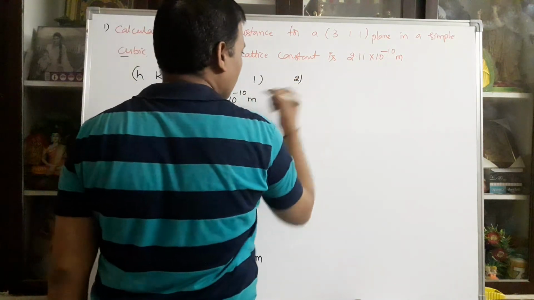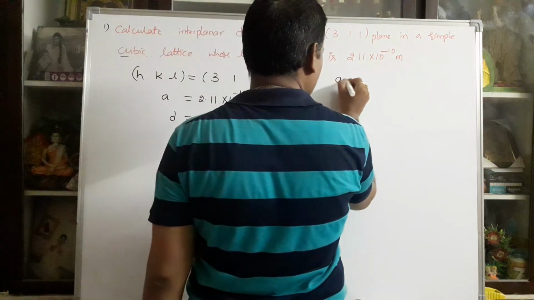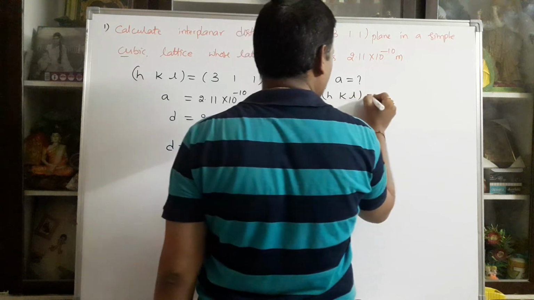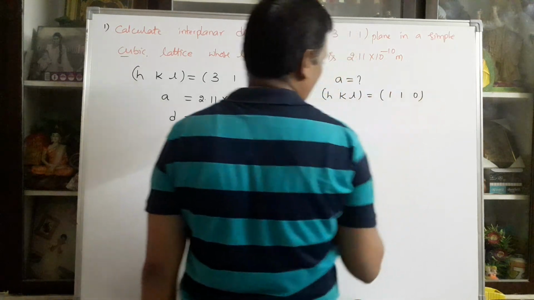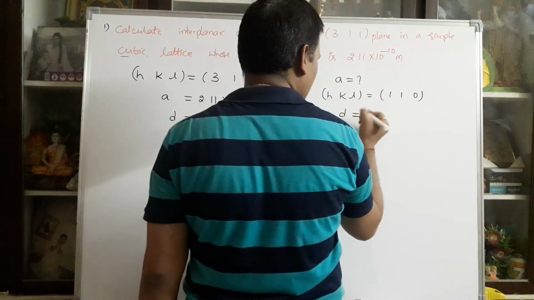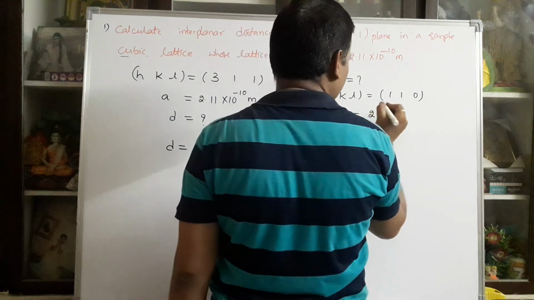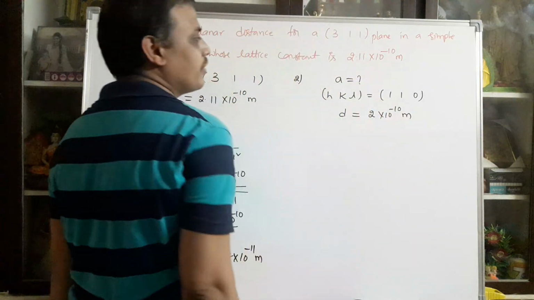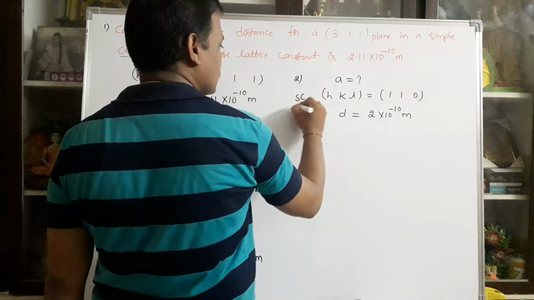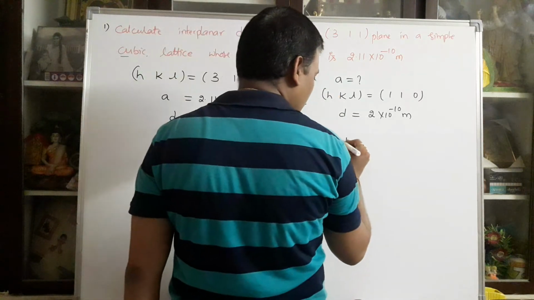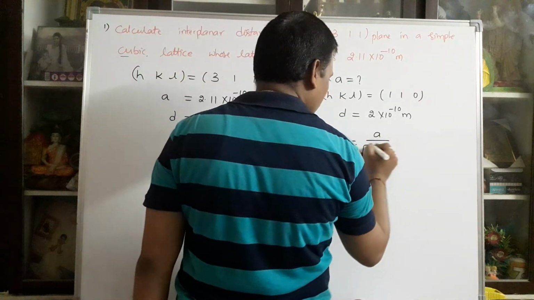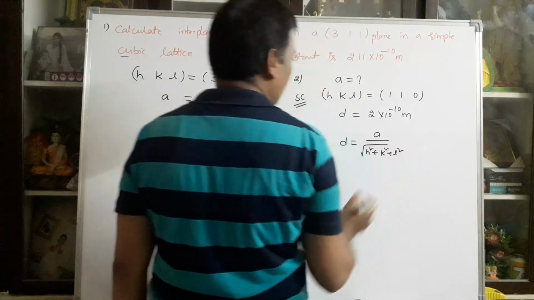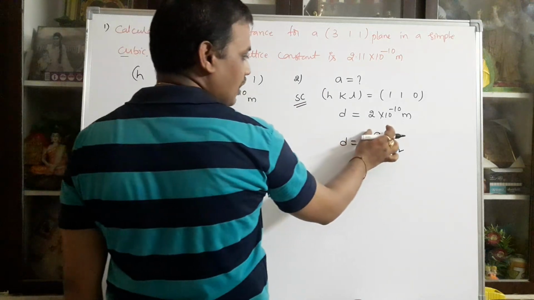Another question is given. In this question, the lattice constant is asked. The interplanar plane Miller indices are 1, 1, 0, and the distance between the planes is d equal to 2 into 10 power minus 10 meters. What is the value of a? Particularly this structure is simple cubic. For a simple cubic structure, d can be written as a divided by the square root of h square plus k square plus l square. According to this equation, they want only the lattice constant.